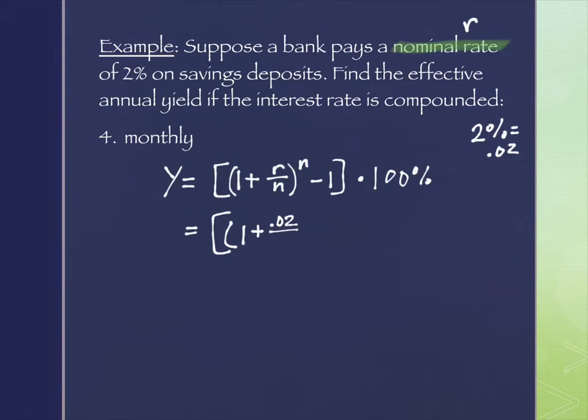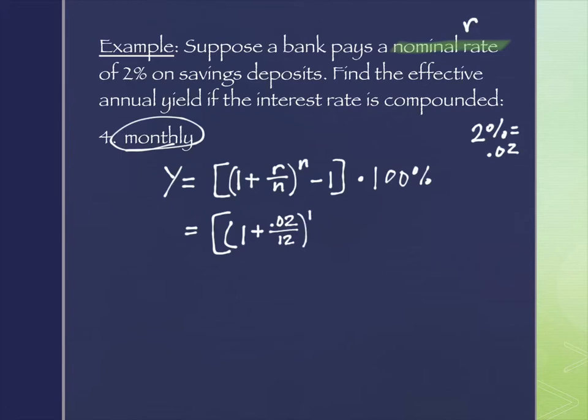12. Why is it 12, Cooper? This is monthly. Yep. N has to do with how it's being compounded. N is the number of times per year, and this is monthly. There's 12 months in a year. So we have 12. So it says annual, but that doesn't mean anything. We're calculating the annual. The r is an annual rate. So we're going to be calculating the annual yield given the nominal rate, or the annual rate, of 2%.